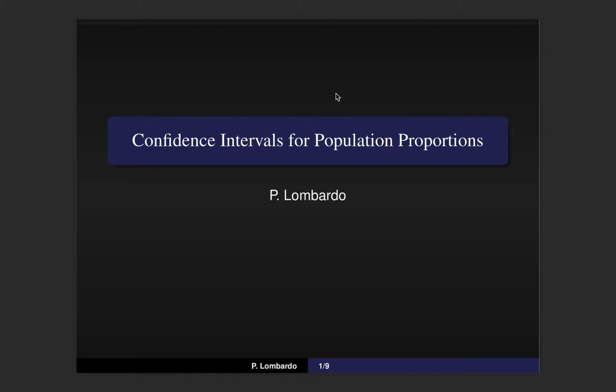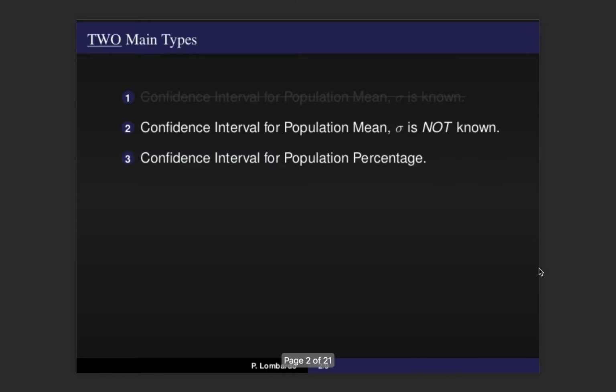Welcome back, everybody. Today we're going to talk about confidence intervals for a population proportion. In our last few lectures, we talked about confidence intervals for population means.